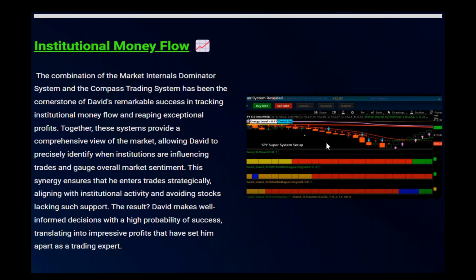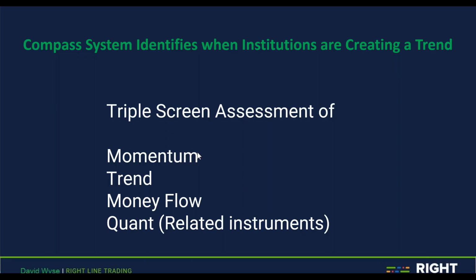That's the compass system right there on a slide for the Thinkorswim platform. All right, so just so you know, how do we identify institutional trading? This is important because it's one thing to say I want to be in the trade when the institutions are in there. How do I know that the institutions are in there?